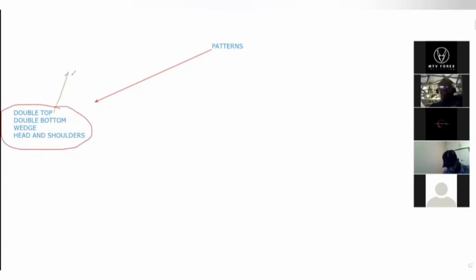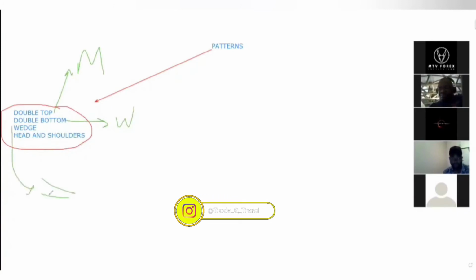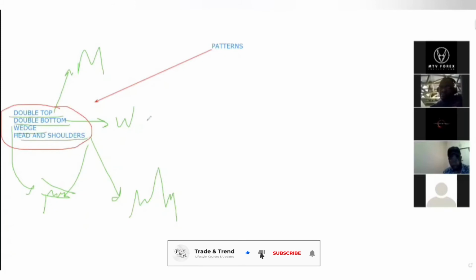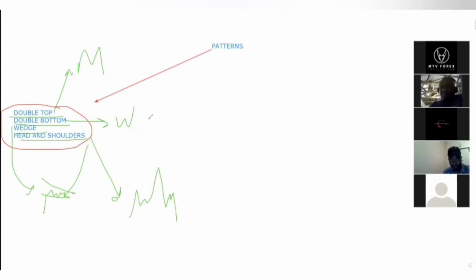So double top, double bottom, wedge, and then head and shoulders, you know them. I'm going to explain them, don't worry. So yeah, just write them down. Double top, double bottom, wedge, head and shoulders. Simple, simple, simple.